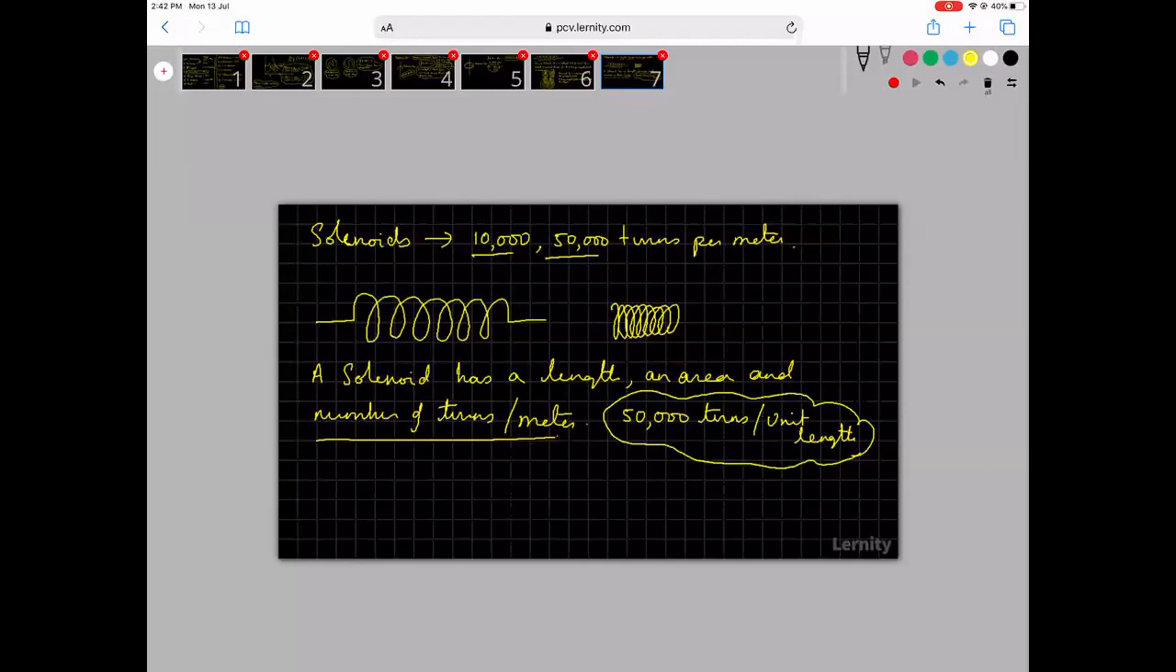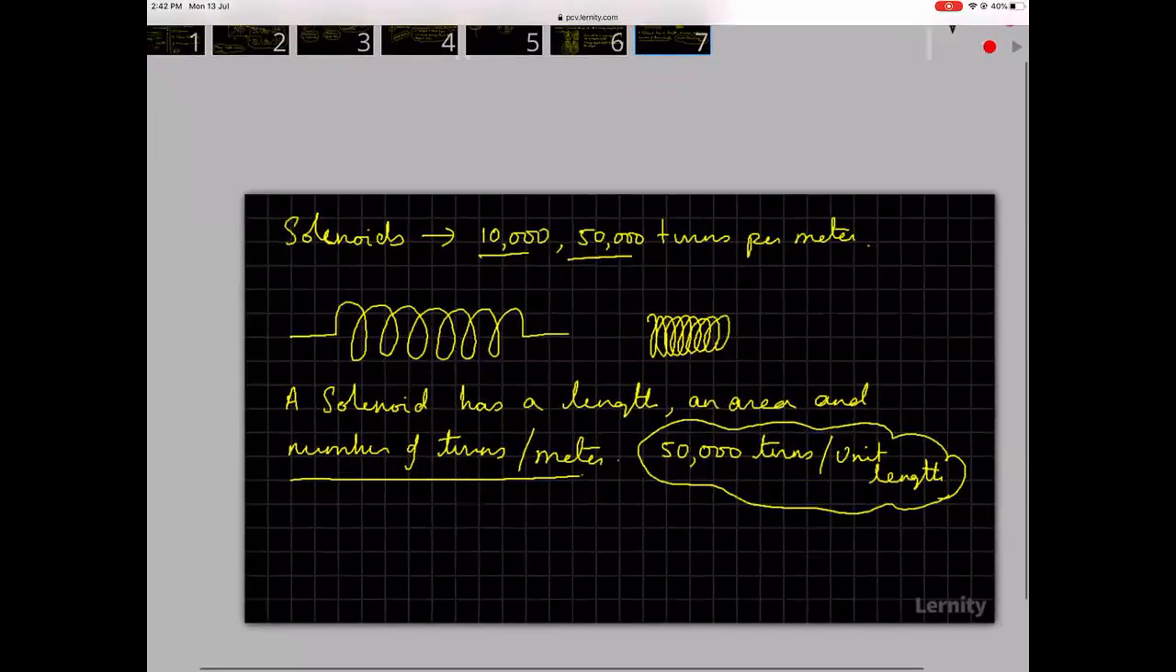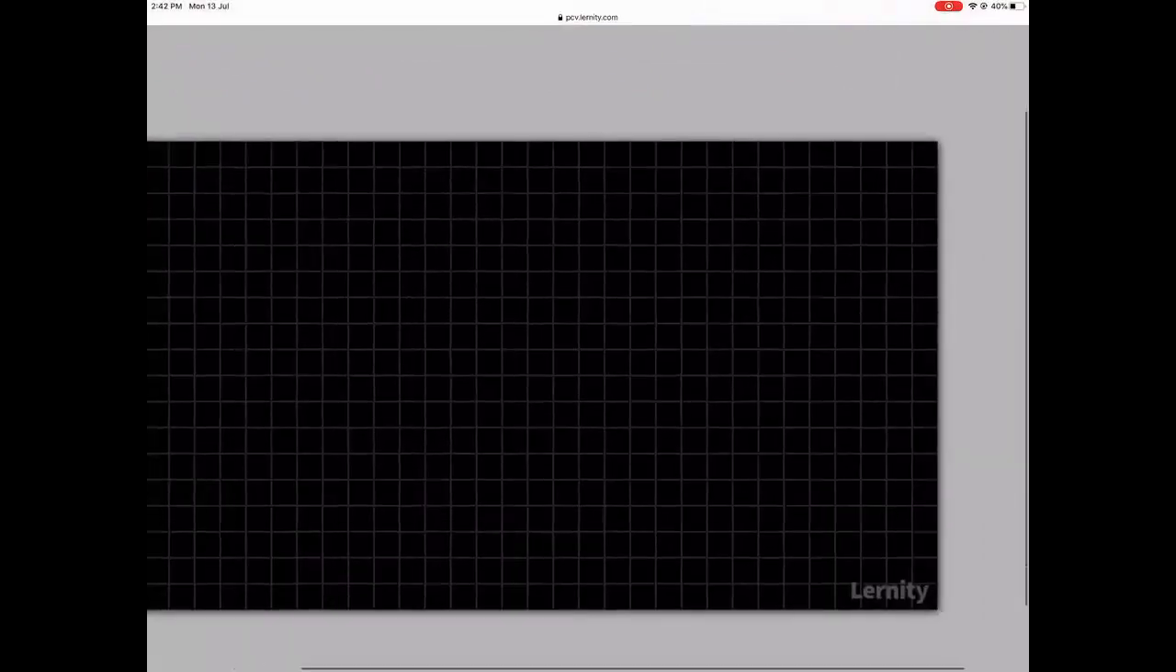Now we want to determine what is the magnetic field. I said there is a strong magnetic field. I want to determine what is the magnetic field inside the solenoid. Okay, for that I will use Ampere's law, and then I will try to work it out. So here is a solenoid.